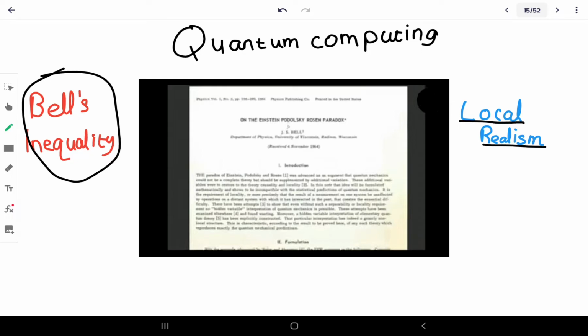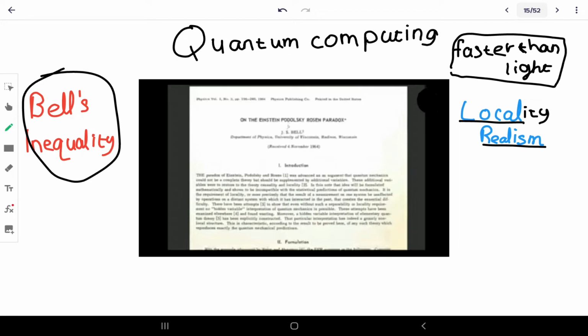Actually, local realism is anything that you ever see in your real life. For example, humans can't travel faster than light. So actually, no one can travel faster than light. That is the realism. So that is the local. Locality means this: no one can travel faster than light.